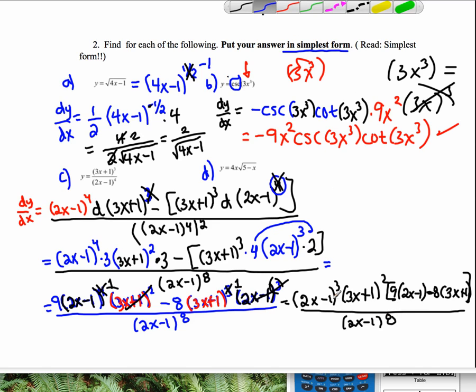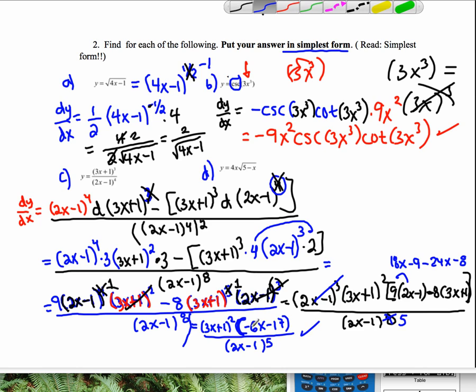Can I reduce anything? Yeah, 3 of these will take 3 away from 8. That should give you 5. So now you have just (3x plus 1) squared. Simplify the inside. That gives you 18x minus 9 minus 24x minus 8. And that should give you minus 6x minus 17 all over (2x minus 1) to the 5th power. And that's your answer. Simple stuff.